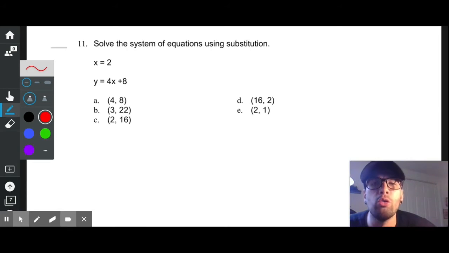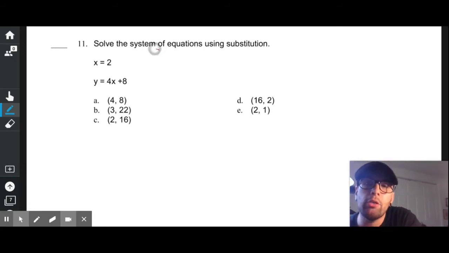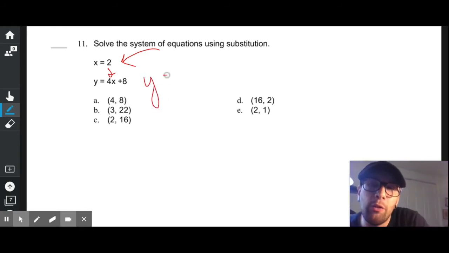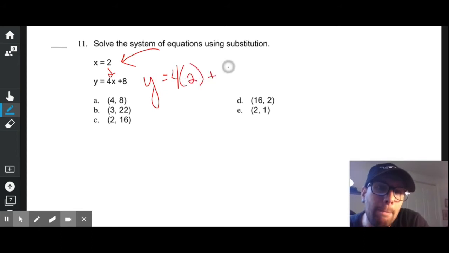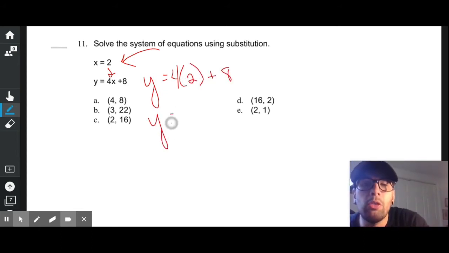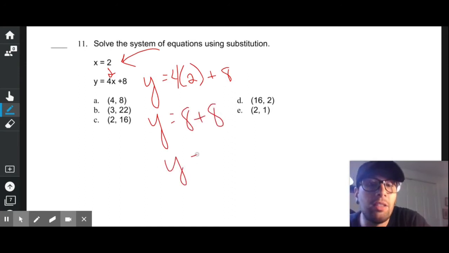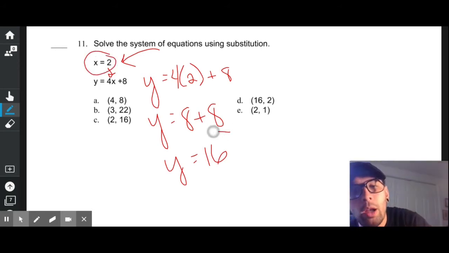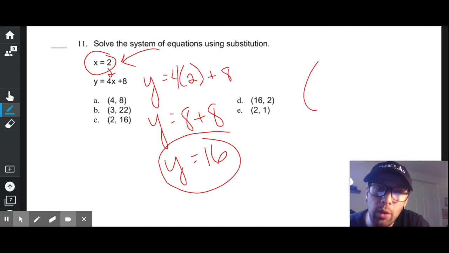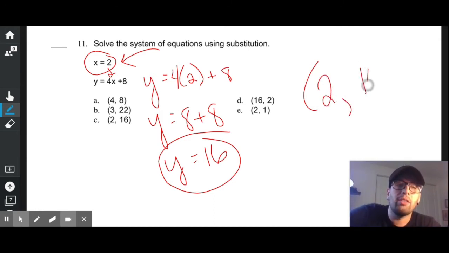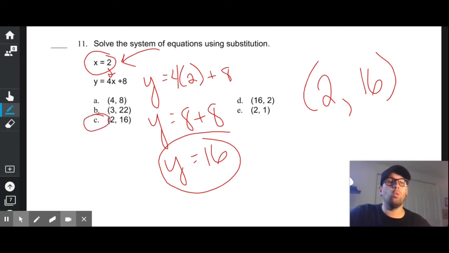Solve the system of equations using substitution. All right. Well, I already know that x is 2 because it says it right there. So this is about as easy as they get. If x is 2, I could plug it into the other equation right away. Y is going to be 4 times 2 plus 8. Okay, 4 times 2 is 8, and 8 plus 8 is 16. So if x is 2 and y is 16, that gives me the point where they intersect. X is 2. Y is 16. Okay, that's as simple as a substitution problem that you'll ever see in your entire life. Ever.